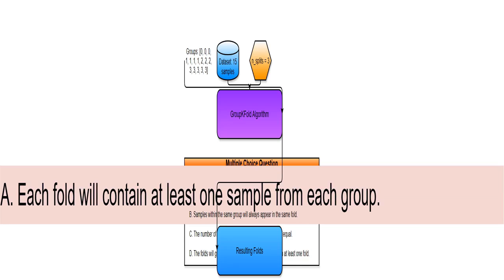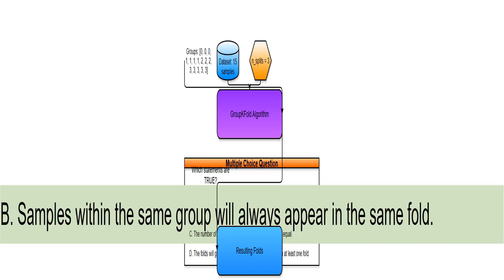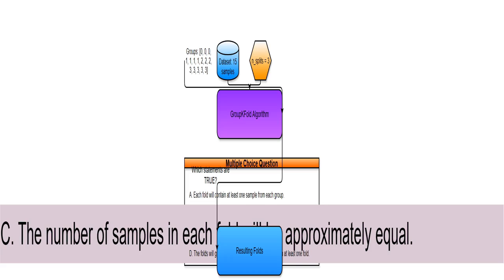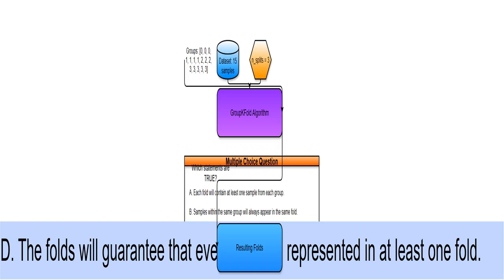Statement A says every fold will contain at least one sample from each of the 4 groups. Statement B says samples in the same group will always be in the same fold. Statement C says the number of samples will be evenly spread among the 3 folds. Statement D says all groups will appear at least once across the 3 folds.